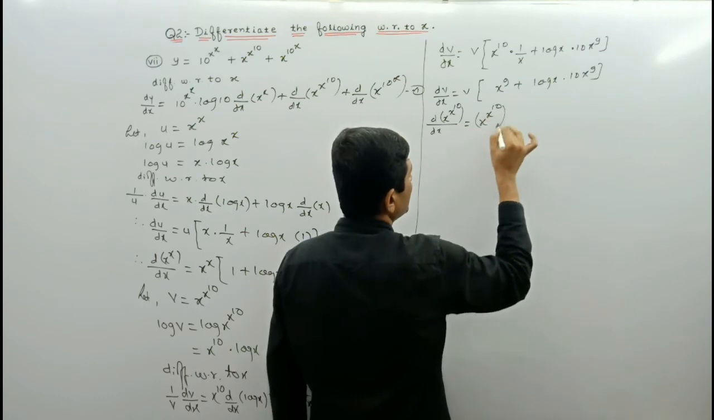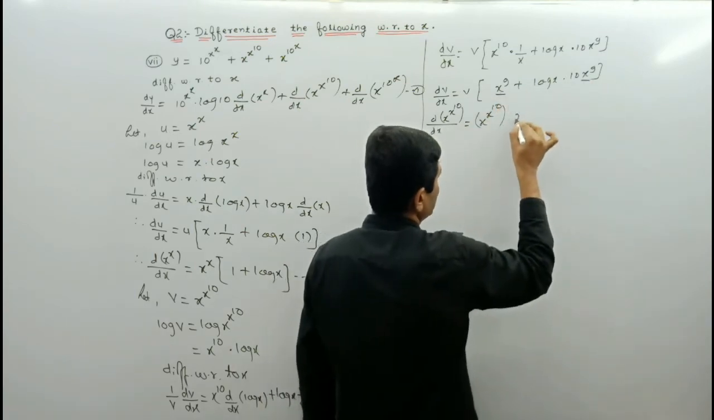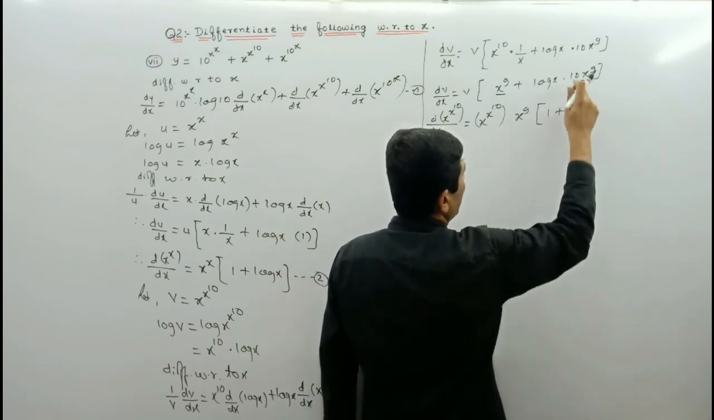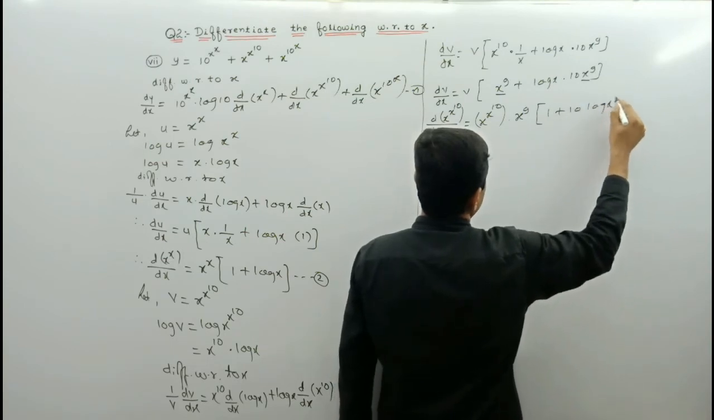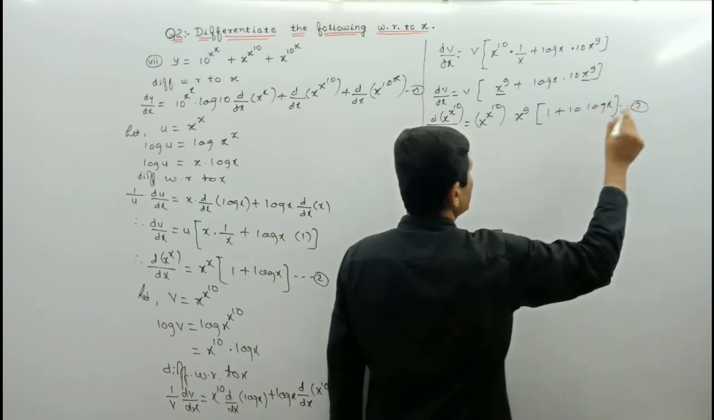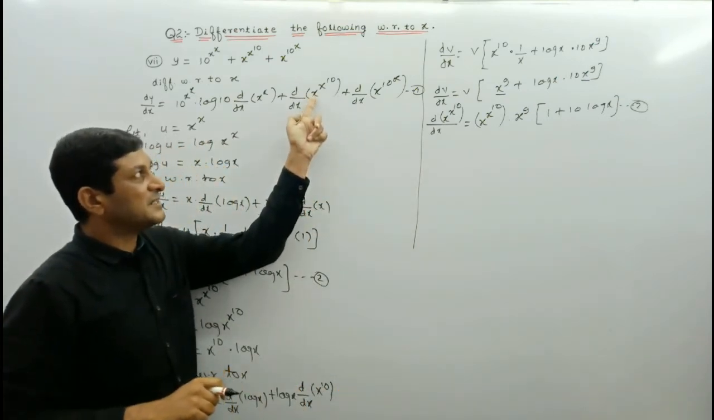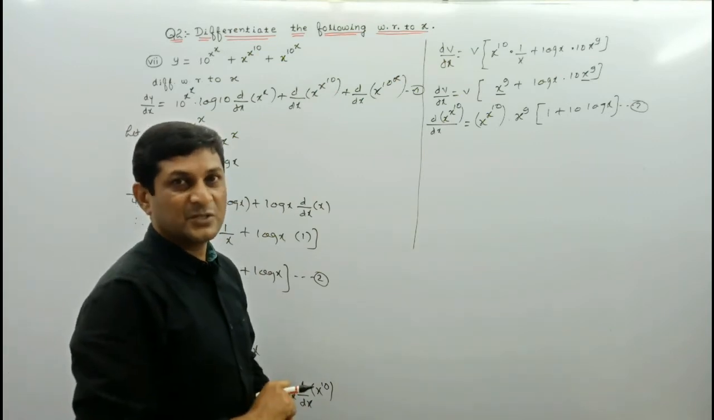And if you observe here both the terms, can I take x raised to power 9 common from both the terms? Yes. If you are taking x raised to power 9 common, here remaining term is 1, and here 10 into log x means 10 log x. Let us denote this result by equation number 2, which is nothing but differentiation of second term, that is x raised to power 10. Means differentiation of second term is known to us.